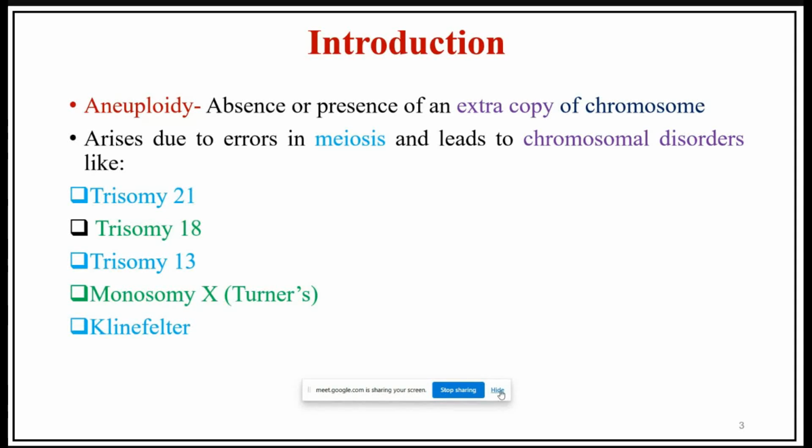Now let's move on to what is aneuploidy. Aneuploidy is any abnormal number of chromosomes, that is, absence of or presence of an extra copy of chromosomes. It arises due to errors in meiosis and can lead to chromosomal anomalies like trisomy 21, 18, 13, monosomy X, and Klinefelter syndrome.